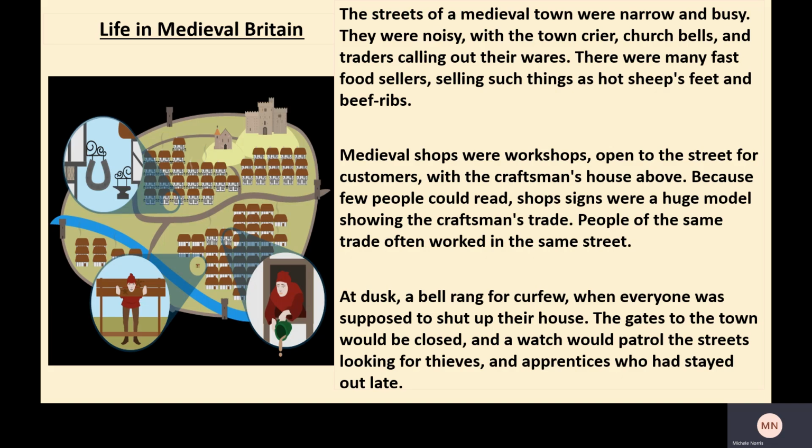Now, life in medieval Britain. The streets of a medieval town were narrow and busy. They were noisy with the town crier, church bells and traders calling out their wares. There were many fast food sellers selling such things as hot sheep's feet and beef ribs. Delicious. Okay, a town crier, you might have seen these.